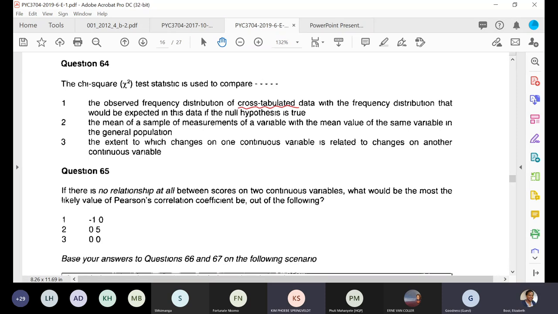Number one. That's your keyword: cross-tabulated. You don't talk about any other cross-tabulated on the other one. So this one talks about the extent and continuous. We know that it should be categorical. And this one talks about the mean value. We know that it should be a categorical value. So only number one is correct.